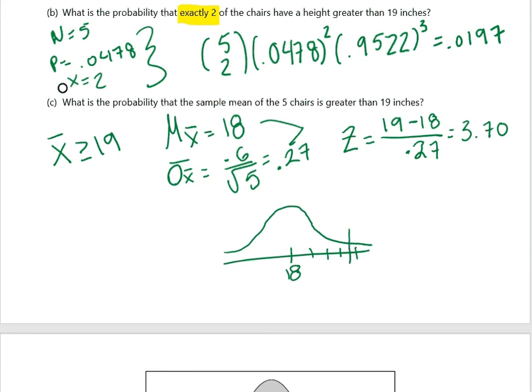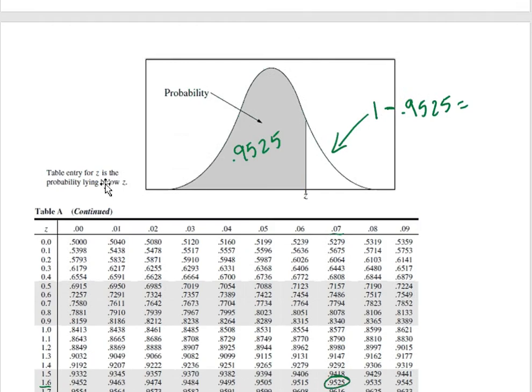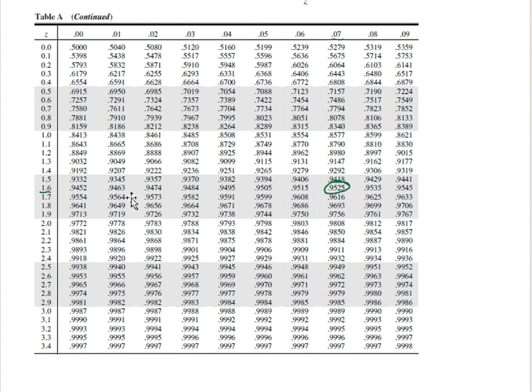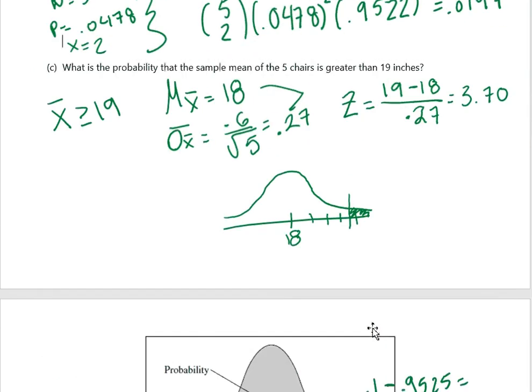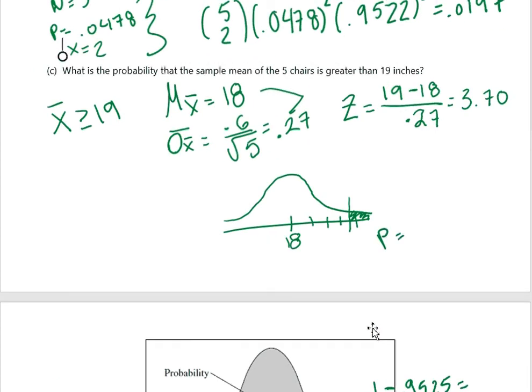So let's go look at our z table and see what's going on. So our z-score was 3.7. Y'all, this isn't even on the table. So we're going to estimate it as p equals 0.0001. So that's really small, so we're going to say very unlikely.